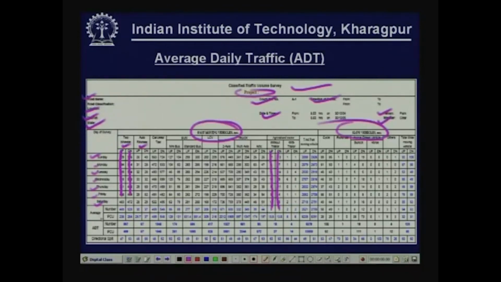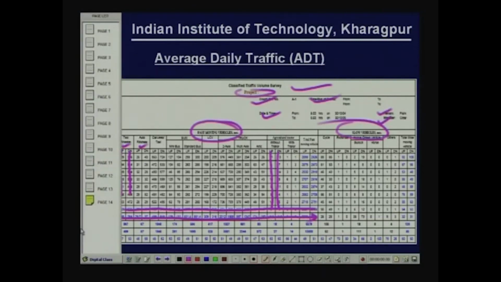And here we are presenting the average of what we have observed, the 7-day average. The first row is the number of vehicles. The second is the equivalent volume in passenger car unit, or PCU. You know the concept of PCU also. With that we are estimating ADT, because this is a 7-day traffic volume count.